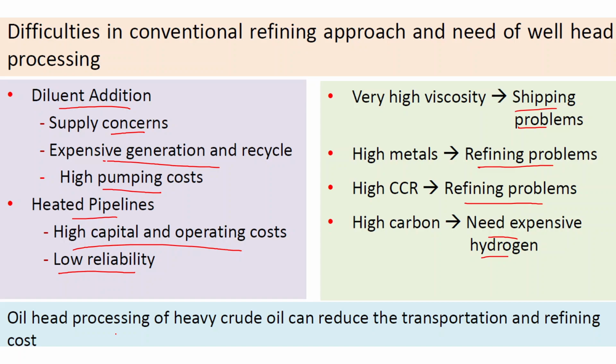So there is a solution that was taken out: oilfield upgrading, or oil head processing, of heavy crude oil can reduce the transportation and refining cost. So what is oil head processing? It is basically some amount of refining, purification or processing that is done before transporting this heavy crude oil to the refinery.